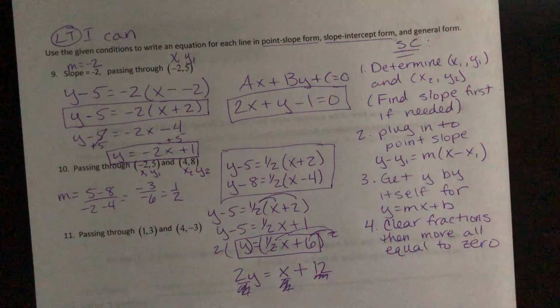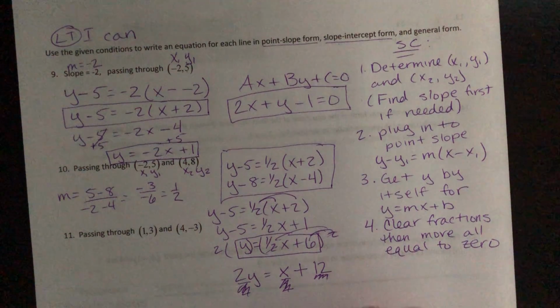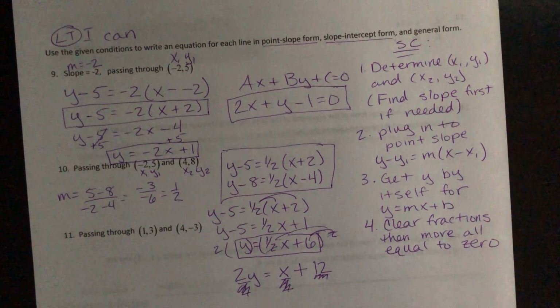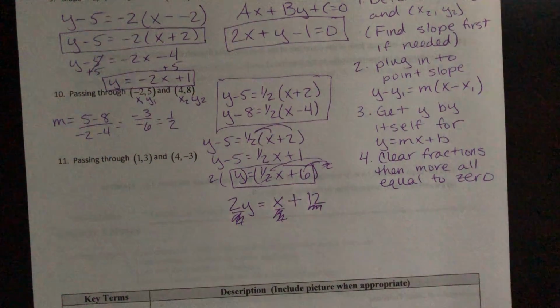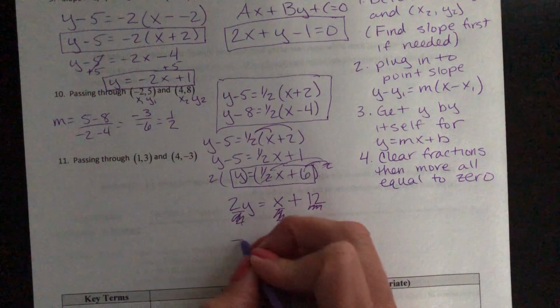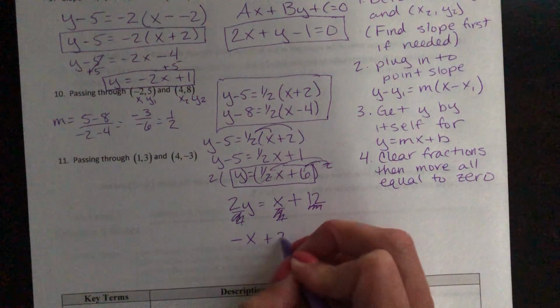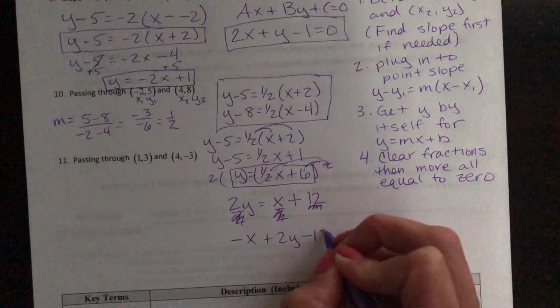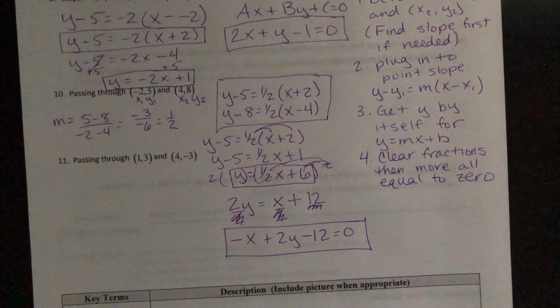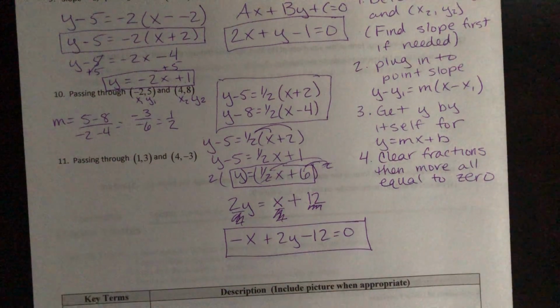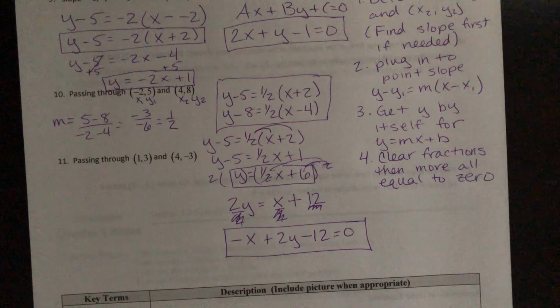Now, we're going to move everything over to one side so it's equal to 0 so it can be in general form. Again, sorry about that delay there. All right, so negative x plus 2y minus 12 equals 0. There is the general form. All right, you try number 11 and check it with the key.